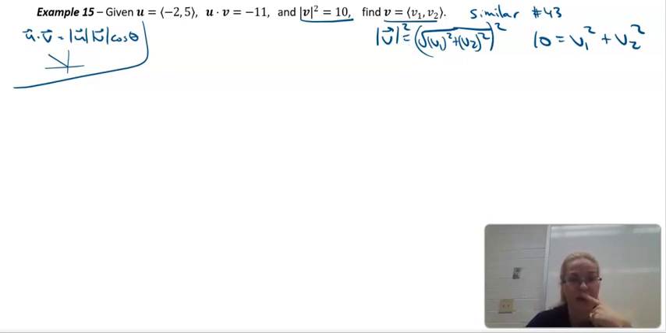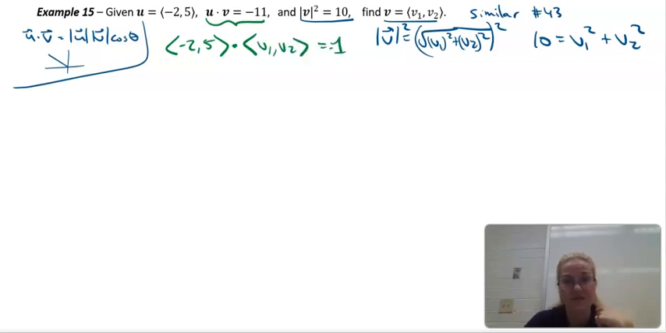If I look at this, u dot v is -11. Well, again, u is <-2, 5>. Dot v is <v1, v2>. And if that equals negative 11, I can actually perform the dot product on my components here and say, well, that's going to give me a linear equation in v1 and v2. Negative 2 times v1 plus 5 times v2 is negative 11.